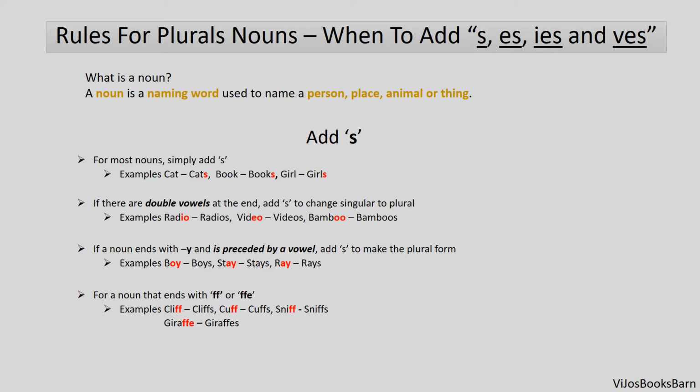So what is a noun? A noun is a naming word used to name a person, place, animal or thing. So it can be a person or a place or an animal or a thing.